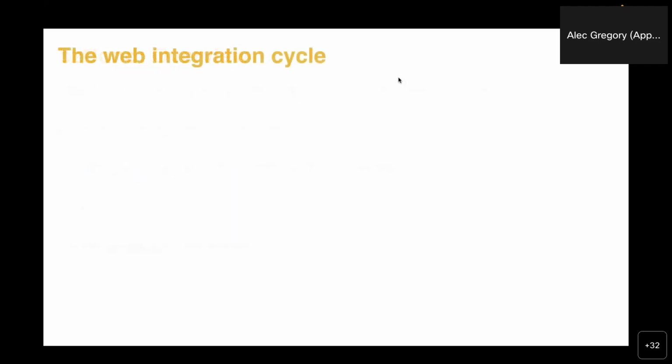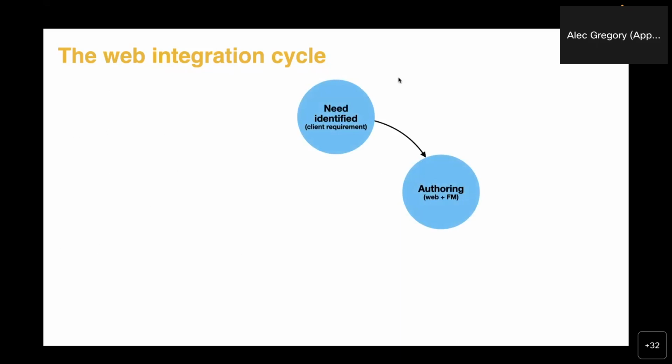Okay, so let's now focus on what I'm calling the web integration cycle, and that is how we might go about handling a web integration in FileMaker. The first thing is pretty generic: we'll identify a need which requires an integration. We'll then set about authoring it, and that'll be a combination of web and FM coding. We'll then integrate the web and the FileMaker side together.